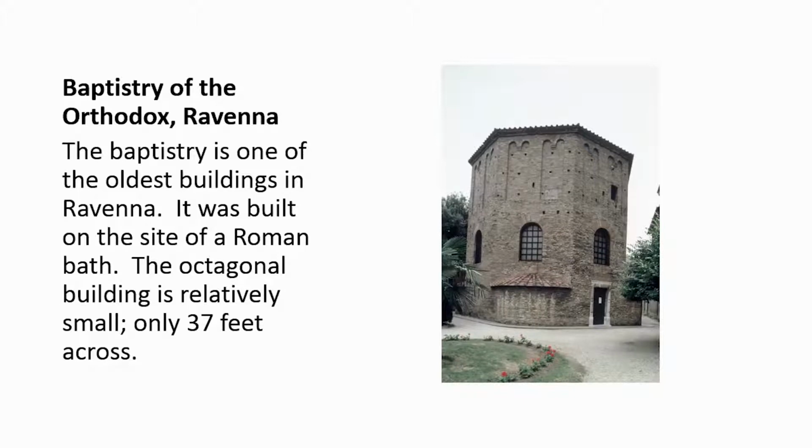Here's another building from Ravenna. This is called the Baptistry of the Orthodox. It's one of the oldest buildings in Ravenna. And again, it was built on the site of a Roman bath with reused bricks. And it's relatively small. It's only 37 feet across.